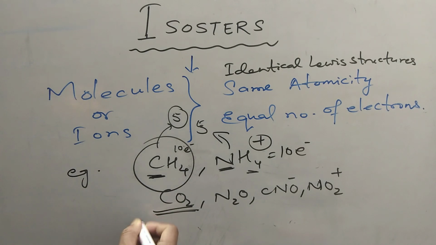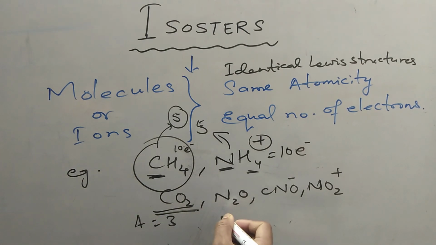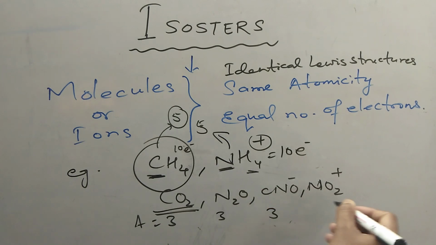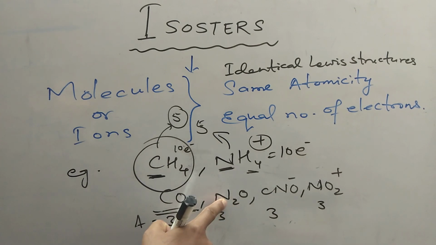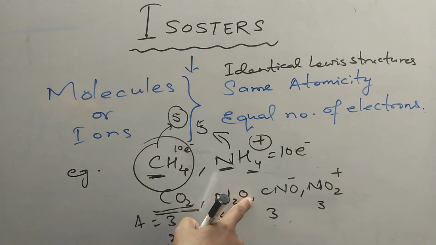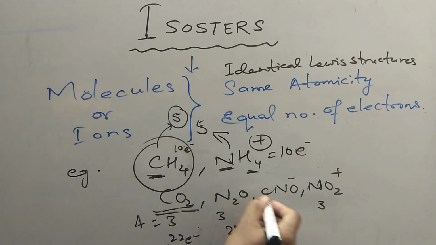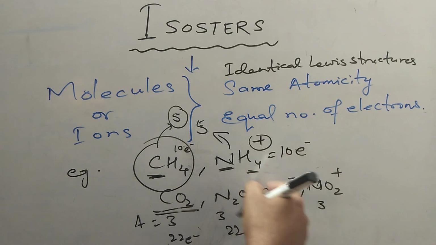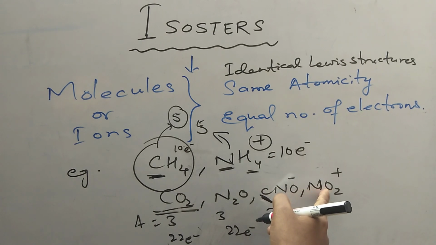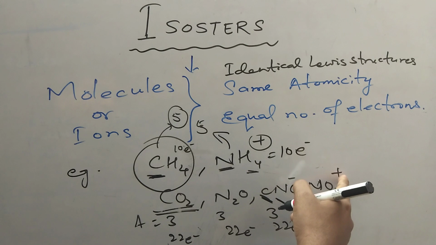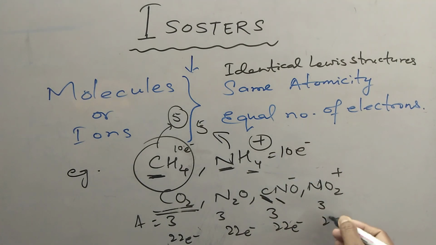Now look at the other example. CO2, carbon dioxide, has atomicity 3. N2O, dinitrogen oxide, has atomicity 3, CNO minus has 3, NO2 plus has 3. Now if you count the number of electrons in all these, carbon has 6, oxygen has 8, 2 oxygen is 16, 16 plus 6 is 22 electrons. In N2O, nitrogen has 7, 2 nitrogen is 14, 14 and 8, 22. In CNO minus, carbon has 6, nitrogen has 7, that's 13, and oxygen has 8, that's 21, and 1 minus charge means you have to add one, so 22 electrons. In NO2 plus, nitrogen has 7, oxygen has 8, 2 oxygen is 16, 16 plus 7 is 23, and 1 plus charge means you have to remove 1 electron, so 22 electrons.